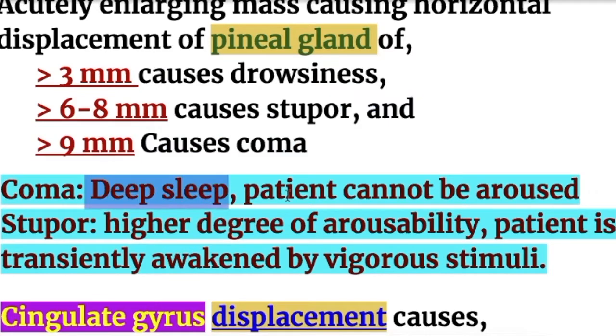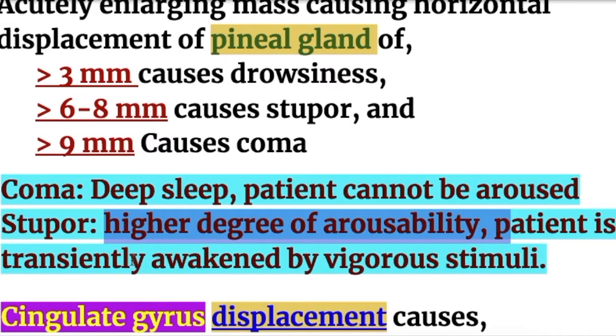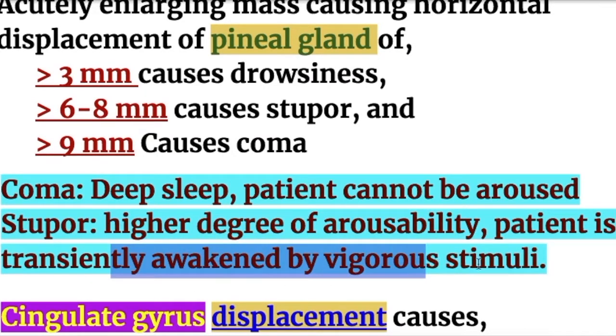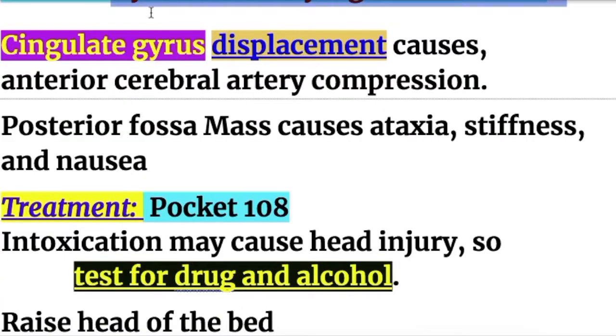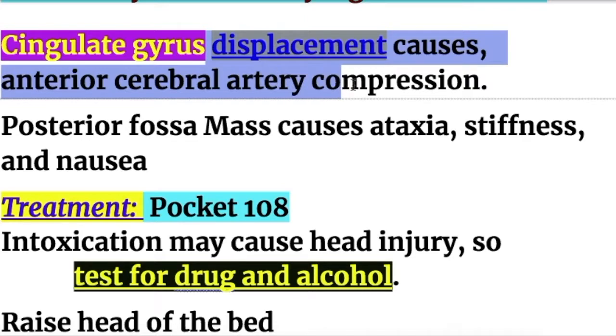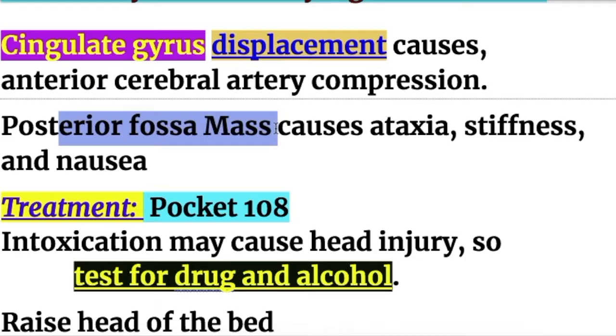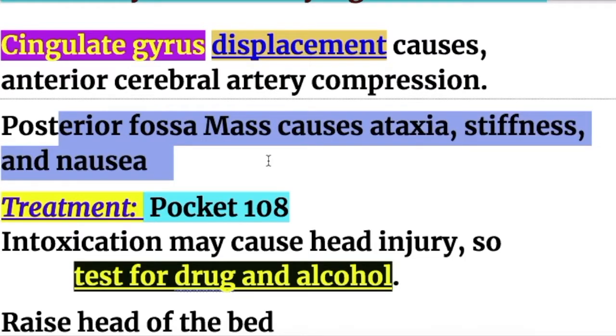Coma is deep sleep, where the patient cannot be aroused, and stupor is a higher degree of arousability, where the patient is transiently awakened by vigorous stimuli. Now next is cingulate gyrus displacement. It causes anterior cerebral artery compression. We have a separate video on brain strokes and cerebral artery compression. Please watch that. And as I already explained earlier, posterior fossa mass causes ataxia, stiffness, and nausea.